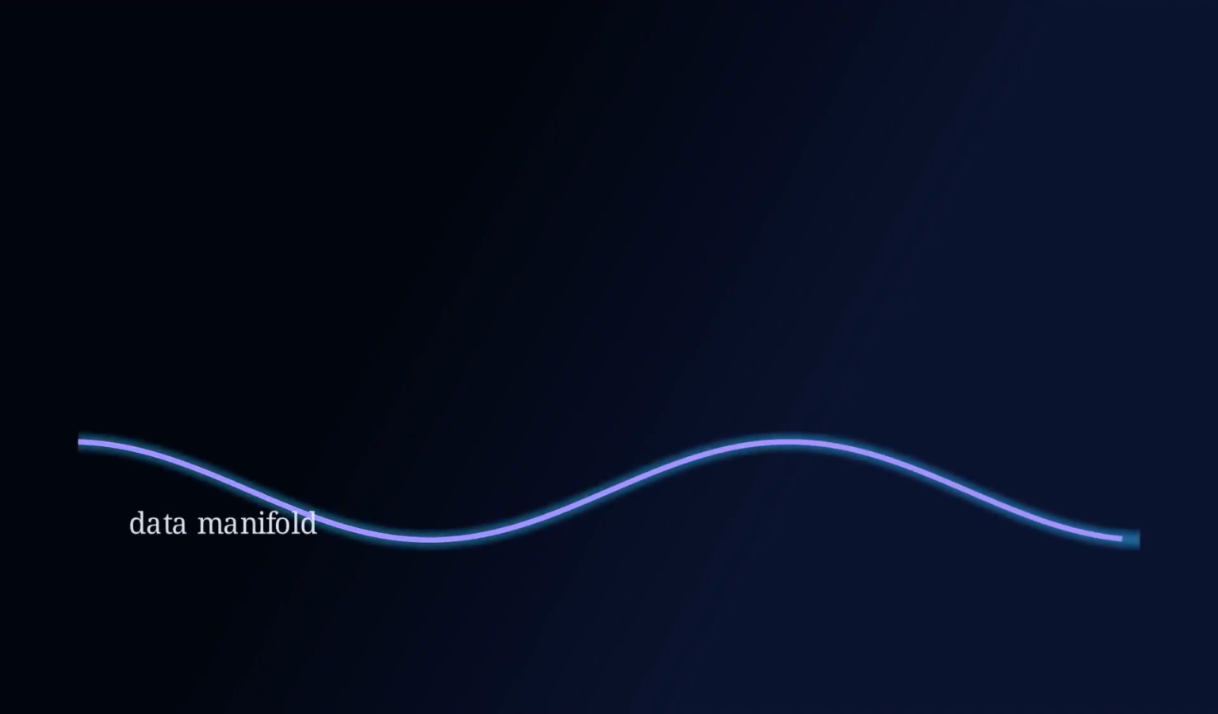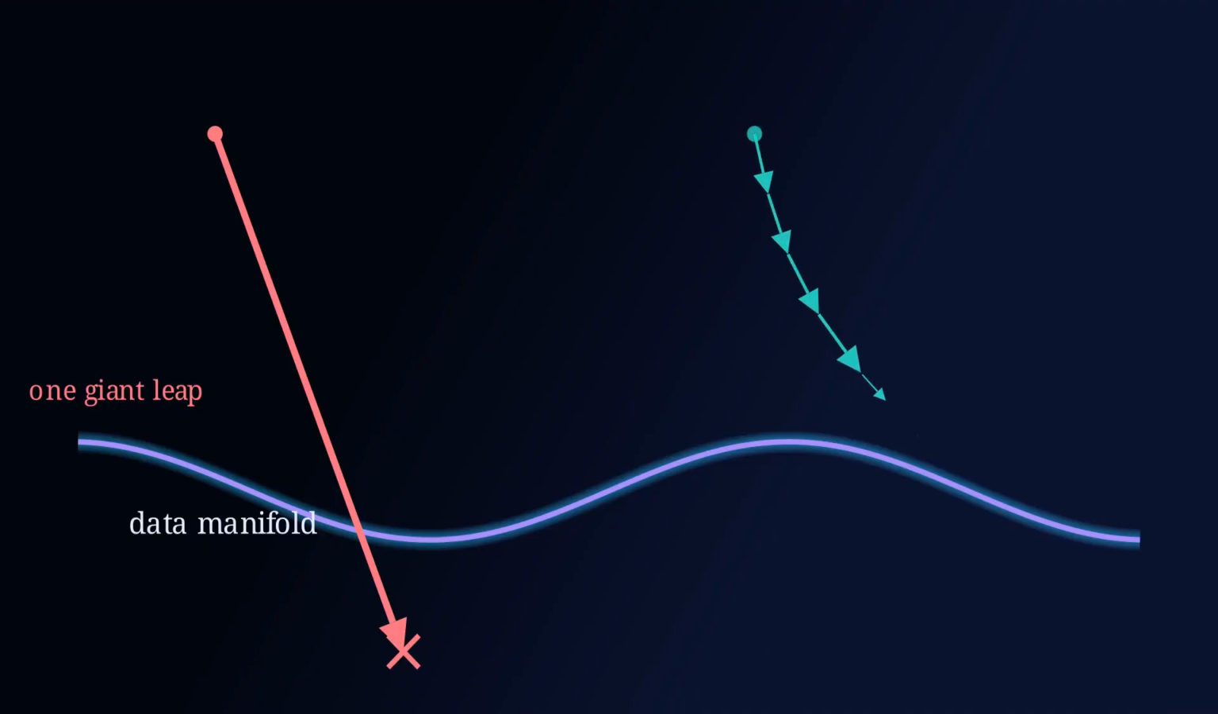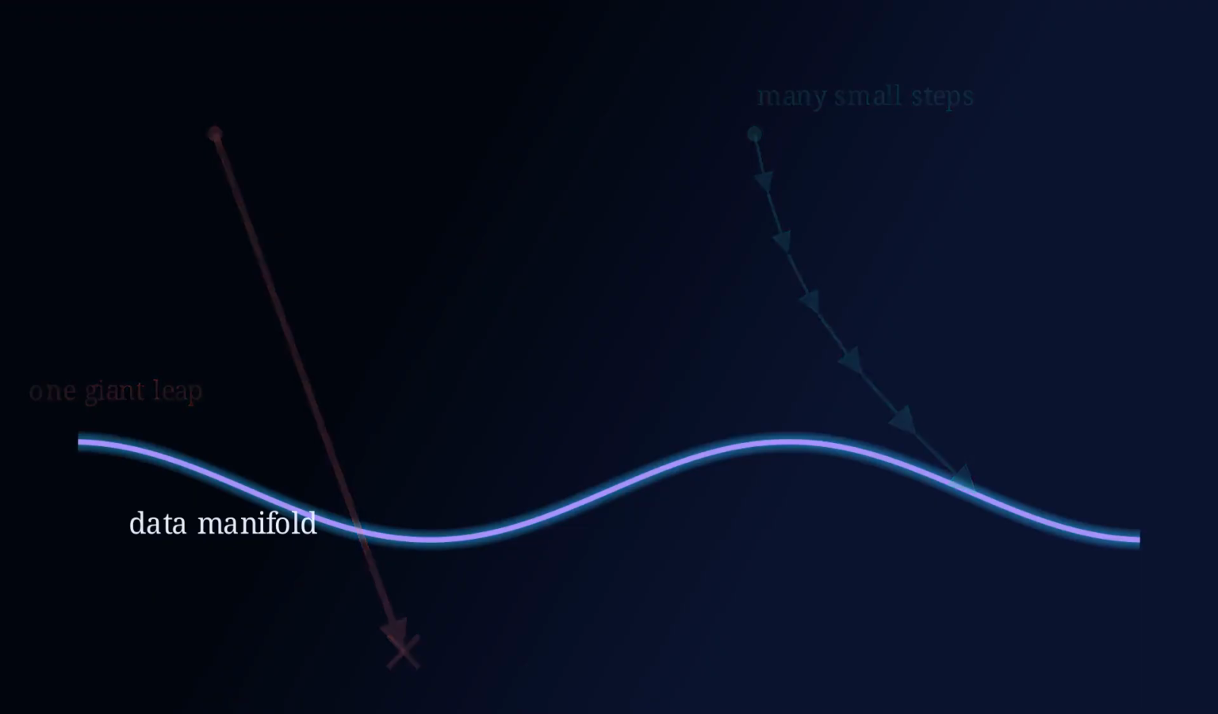Now you see why we take many small steps instead of one giant leap. Far from the manifold, the network's sense of direction is rough, only approximately right. A small step keeps us from overshooting into a new patch of nonsense. As we get closer, the network's guidance grows more reliable, and the curving path steadily homes in.